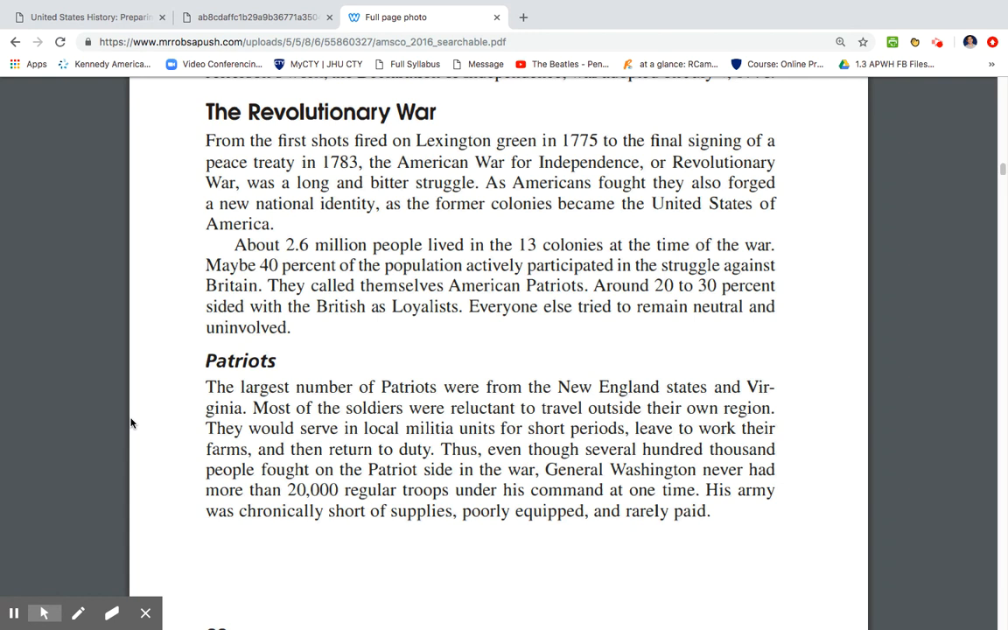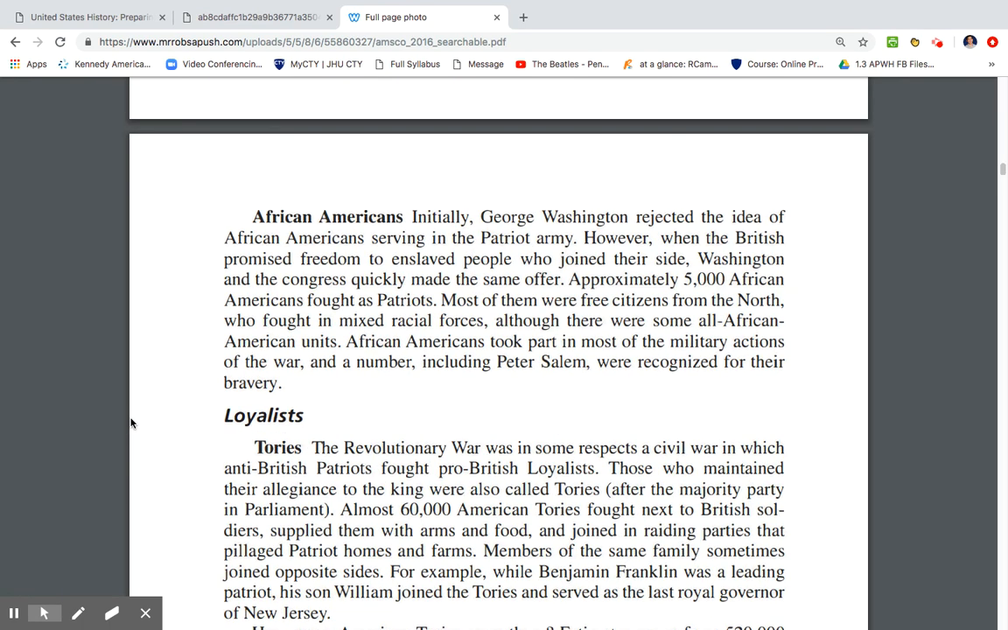The largest number of patriots were from New England, the Middle States, and Virginia. Most of the soldiers were reluctant to travel outside their own region. They would serve in local militia units for short periods, leave to work their farms, and then return to their duty. Thus, even though several hundred thousand people fought on the Patriot side of the war, General Washington never had more than 20,000 regular troops under his command at one time. His army was chronically short of supplies, poorly equipped, and rarely paid. Big one, rarely paid.